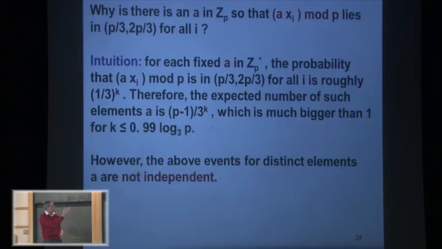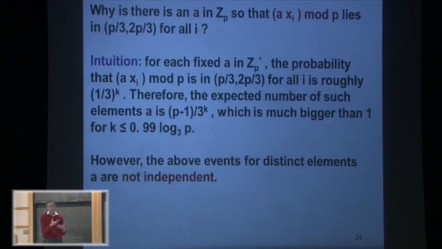Now, because k was 1 minus epsilon log base 3 of P, this 1/3 raised to the power k is still bigger than P to the 1 minus epsilon. And therefore, by linearity of expectation, the expected number of A's which are good for us is (P minus 1) divided by 3 to the k, which is bigger than 1, much bigger than 1. And because of this, we expect to get some A.